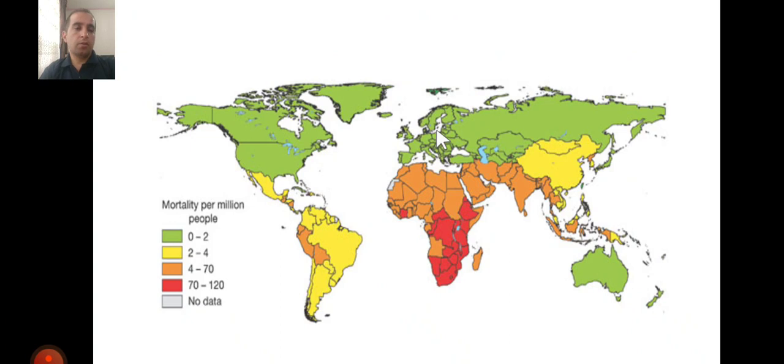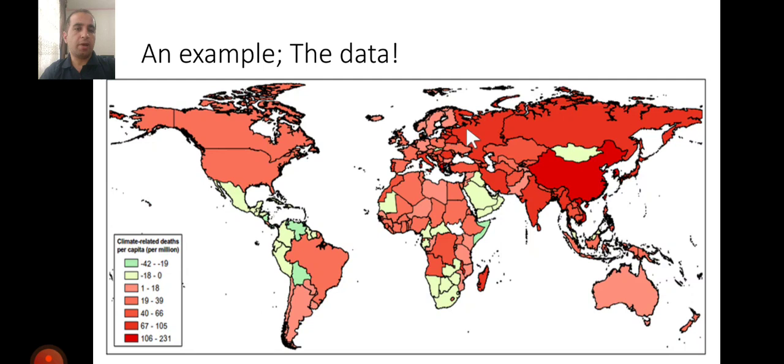Here I brought you the impact of climate change in the world. As you can see, some parts of the world, such as the United States and some countries in Europe, seem to be safe from climate change. But here in this map, the opposite thing happened.